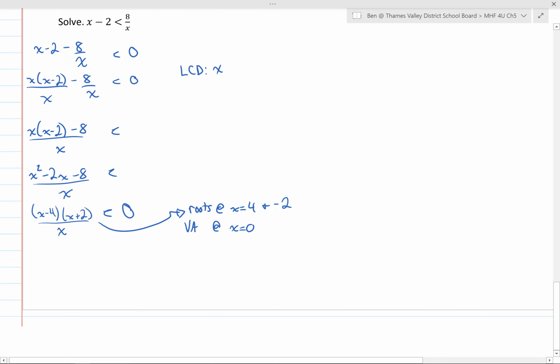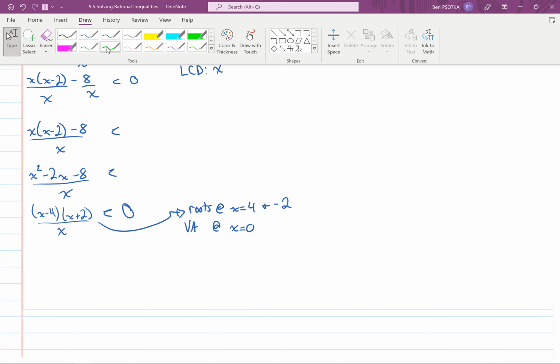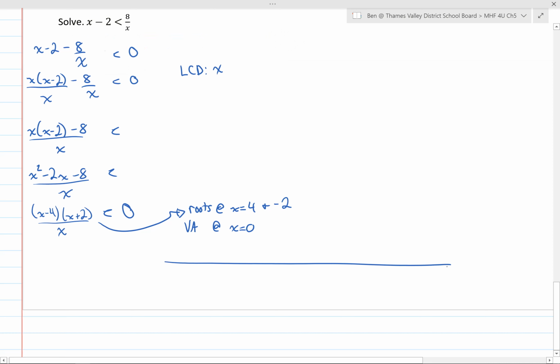Okay, so then I can come up with a little bit of a sketch if I would like, or rather into a number line, right? Into a number line. Okay, so I have x equals 0 right here. I have x equals positive 4 there. I have x equals negative 2. So I'm including my roots and my vertical asymptotes into this number line.